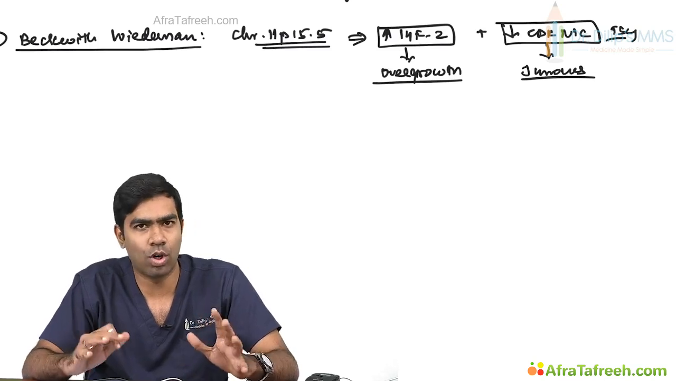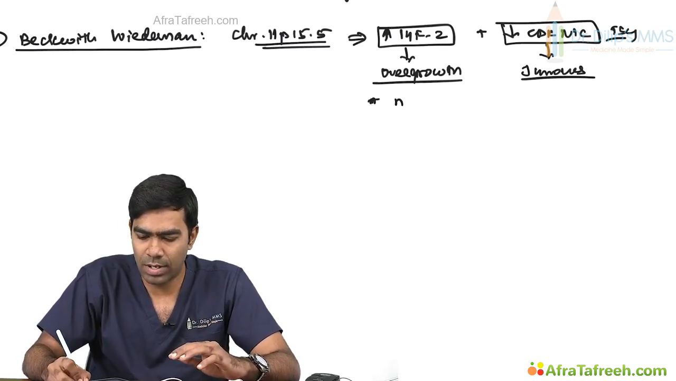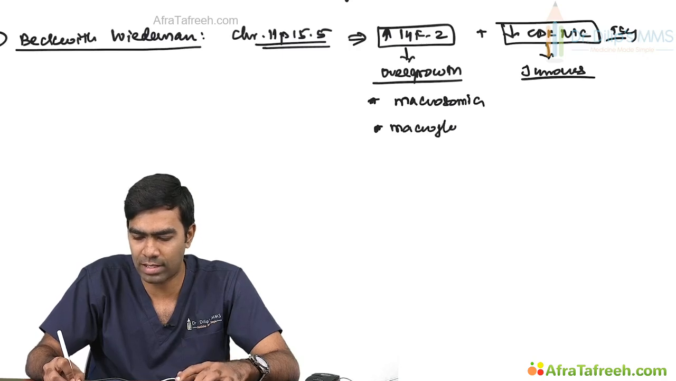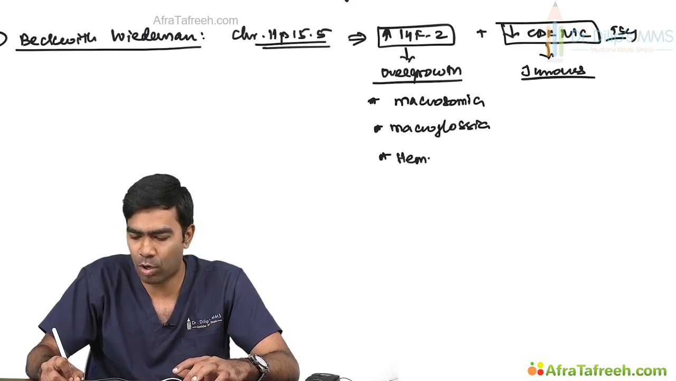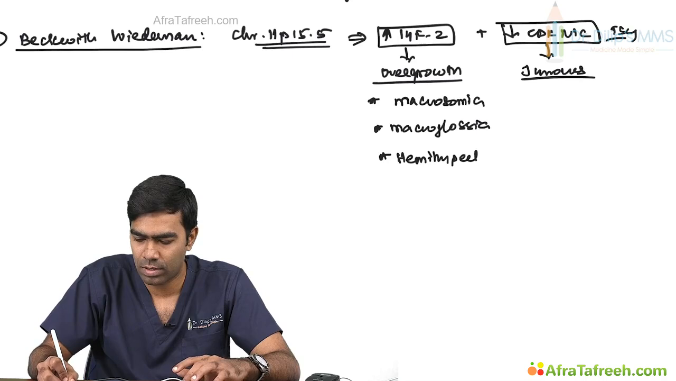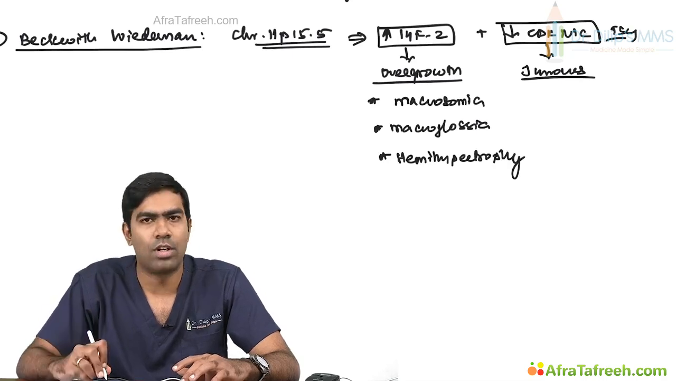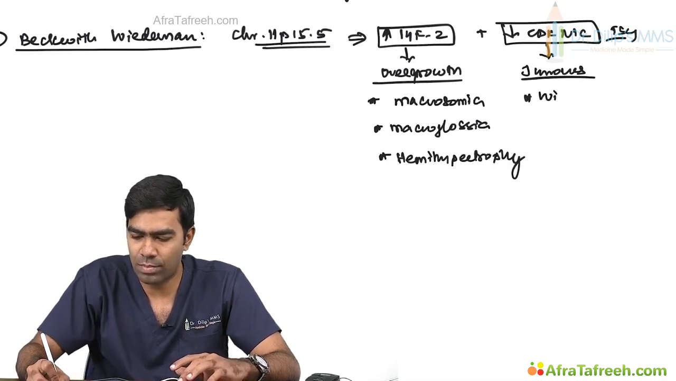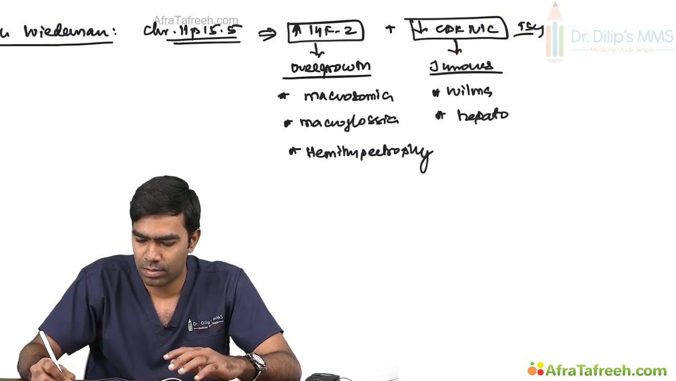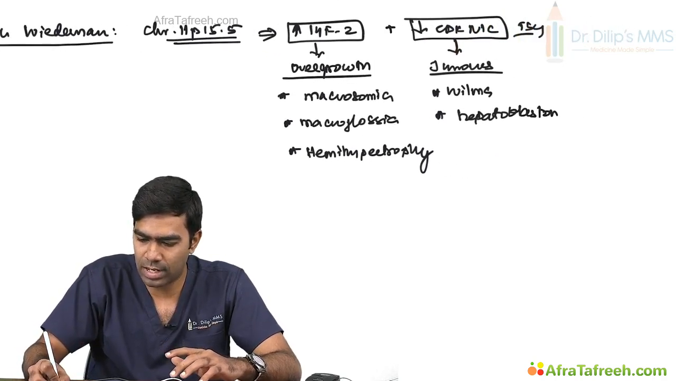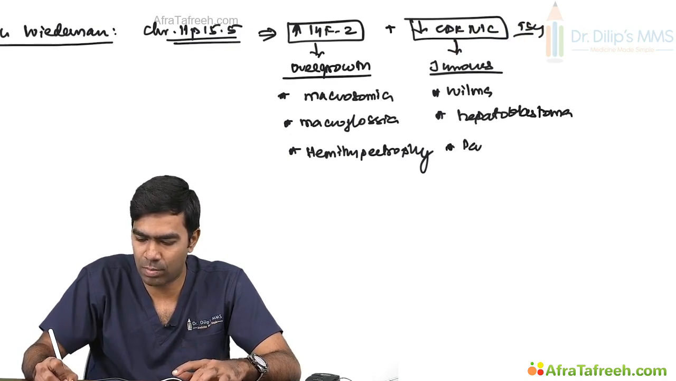So what are the overgrowth features in these patients? They'll be having neonatal macrosomia, and they'll be having macroglossia, which is a very classic sign, a very big tongue, and they'll be having hemihypertrophy as well. Tumors that they tend to develop include Wilms tumor, that is a nephroblastoma. Then they can develop hepatoblastoma, and they can also develop pancreatoblastoma.